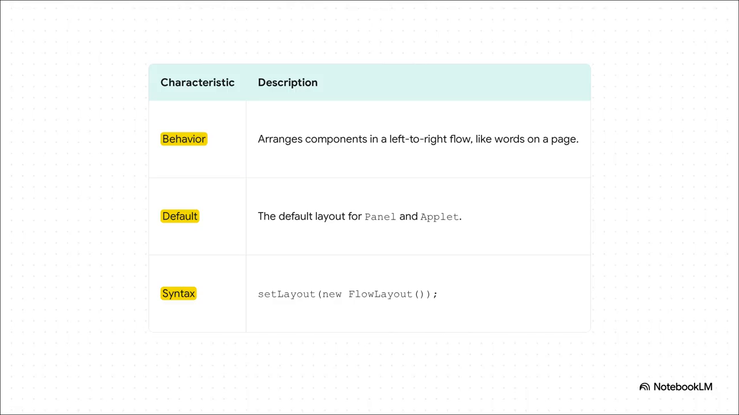So the first one is flow layout. It's the simplest of the bunch, and it's actually the default layout for panels. It works just like typing words on a page. It places components one after another, left to right. When it hits the edge, whoop, it just wraps down to the next line. Super easy, super straightforward, but you don't get a ton of control.